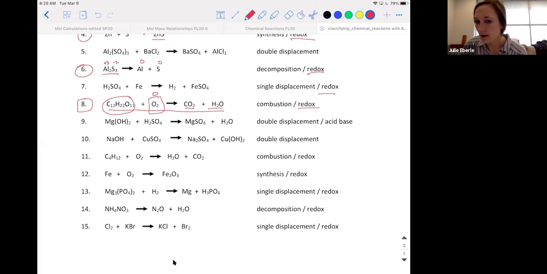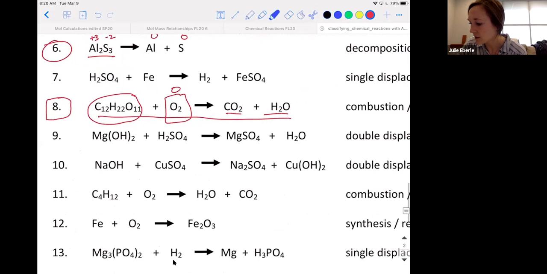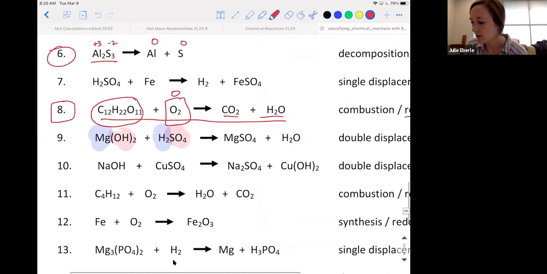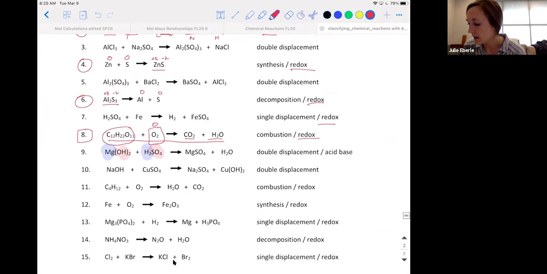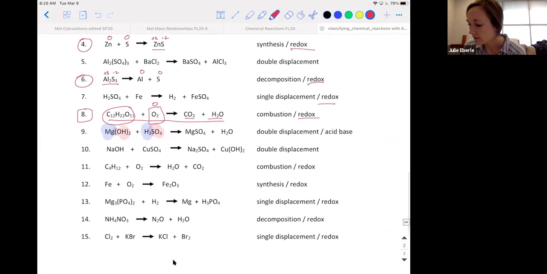So for example, number 9 here, I like to highlight the cations blue and the anions red. The cations are magnesium and hydrogen. The anions are the hydroxide and the sulfate. And then you can see on the other side, you got a red and a blue piece on each side as well. You got cations and anions on both sides, okay? So that's why we classified it as double displacement. Number 10 is the same way.